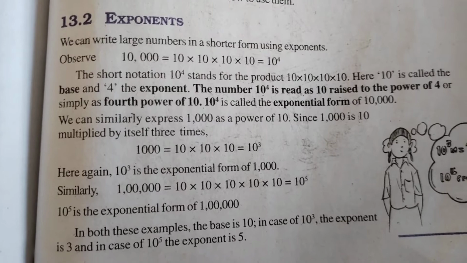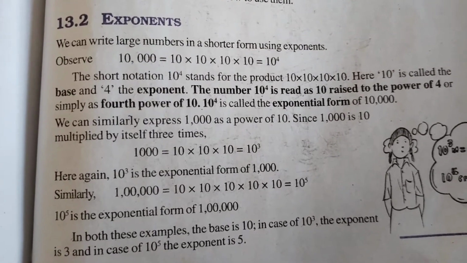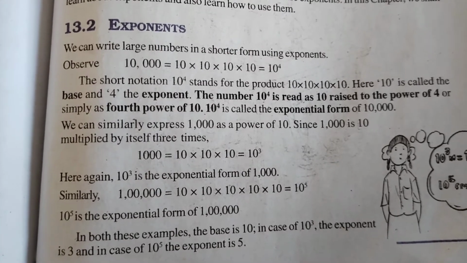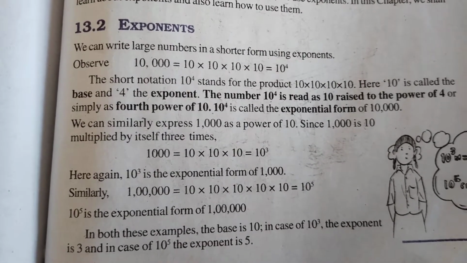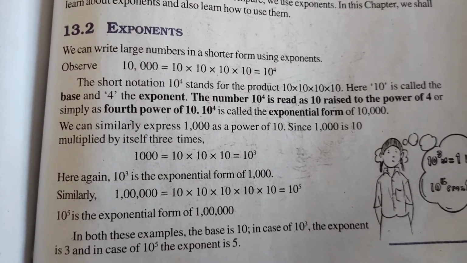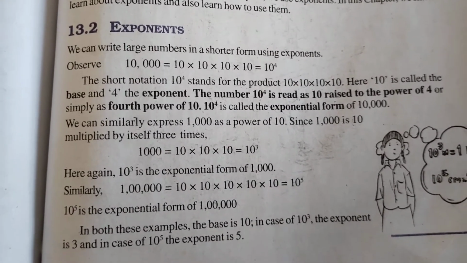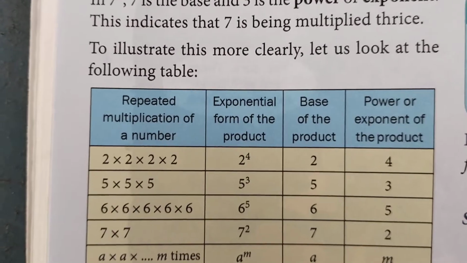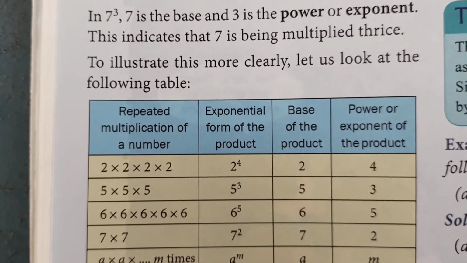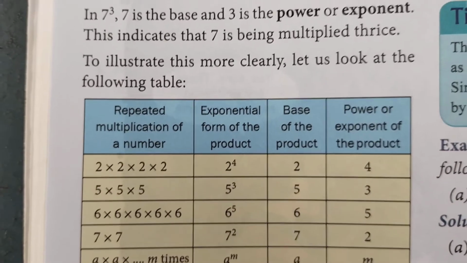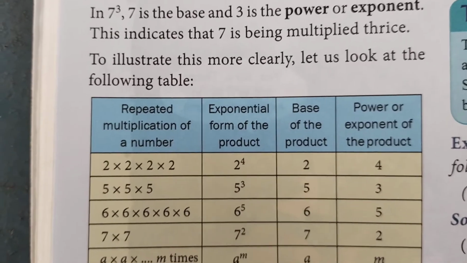Similarly, 1 lakh is 10 to the power 5. So 10 is called the base and 5 is called the power or exponent. I hope you understood how to express in the exponential form. See here, 7 power 3. 7 is the base and 3 is the power or exponent. This indicates that 7 is being multiplied thrice.